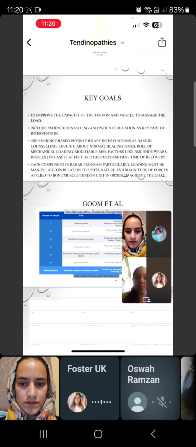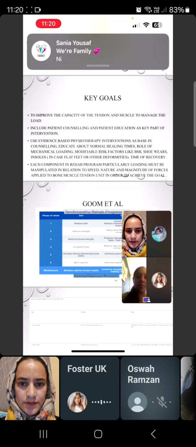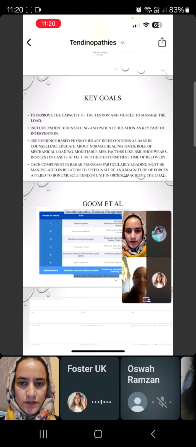Do counsel them, let them know, so you stand on realistic ground. There are realistic expectations, rather than them expecting you to just use a magic wand and take it away in a quick fix. That's not possible. So it's very important for you to counsel your patients. How are you going to counsel? Now that's the question. Use evidence-based physiotherapy intervention as a base of counseling, which I will discuss later in this topic.